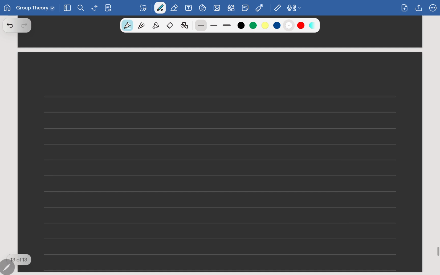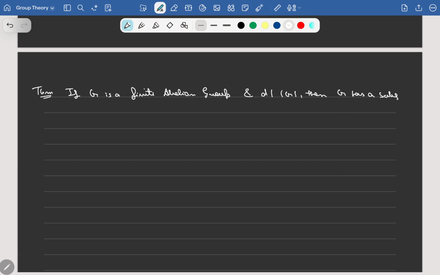What more can we talk about? So this is a very important theorem: if G is a finite abelian group and D divides the order of G, then G has a subgroup of order D. And this is the famous converse to Lagrange's theorem.